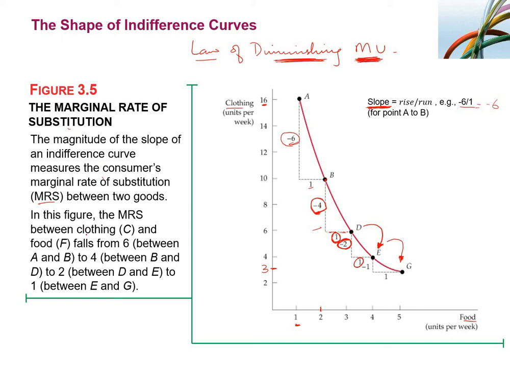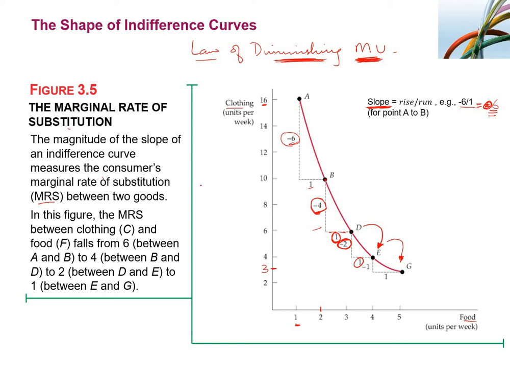In this figure, the MRS between clothing and food falls from 6 between A and B to 4 between B and D, to 2 between D and E, to 1. The minus here is just showing the negative relationship between clothing and food. Why? Because if you want to increase the units of food, you have to sacrifice some units of clothes. So this minus is not the kind of minus where, as the sign value keeps getting smaller, the number keeps getting bigger.